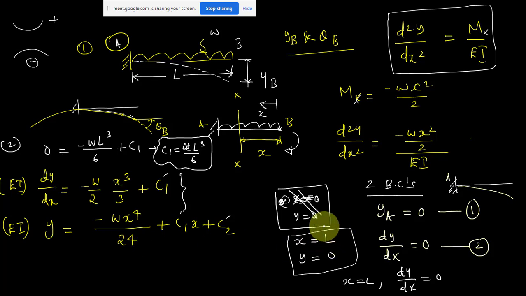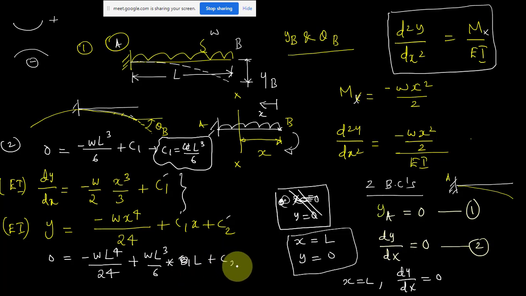So now we can apply the second boundary condition, x equal to L, y is equal to 0 in the second deflection equation. So it is equal to 0. It is minus W, x is L raised to 4 by 24 plus C1 into L. C1 is WL cubed by 6, so we can apply WL cubed by 6 into L plus C2. Okay, so this one you have to solve.